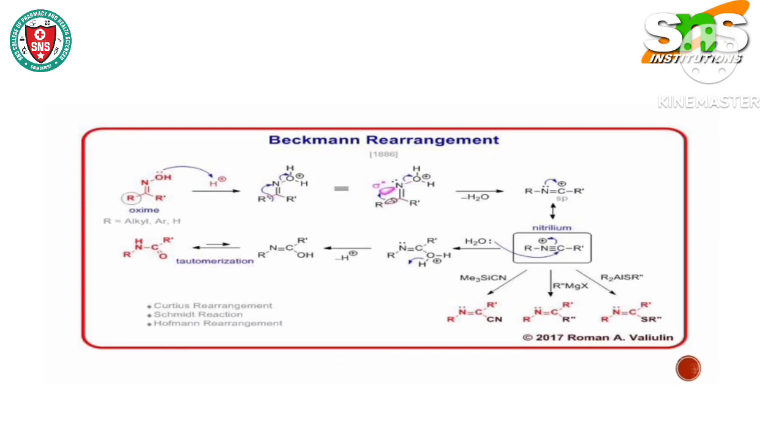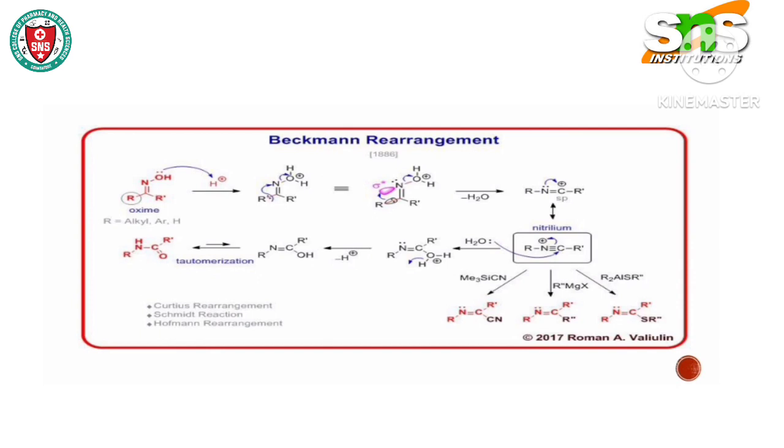The first step involved in this mechanism will be protonation. Here the oxime, that is R C=NOH R dash or R1 C=NOH R2, will be protonated to give the hydronium compound, R C=NOH2 R dash. This will give an intermediate compound, R N=C R dash, with the elimination of a water molecule, that is H2O will be eliminated.